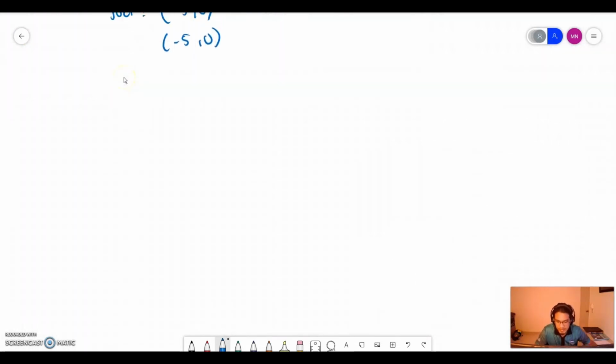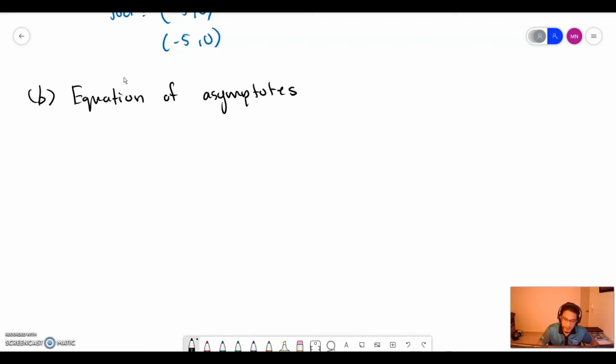For question B, find the equation of the asymptotes. For the equation of asymptotes, the equation will be y equal to plus or minus bx over a. Since our b is equal to 3, we have y equal to 3 over 4 x, and another asymptote will be y equal to negative 3 over 4 x.